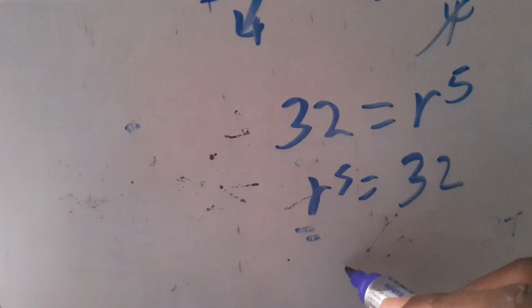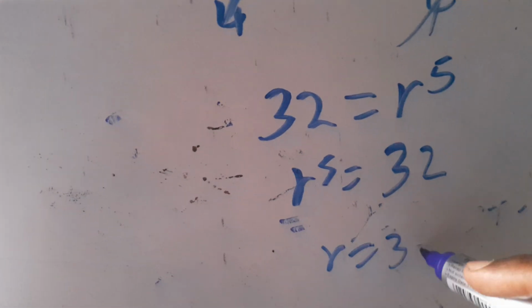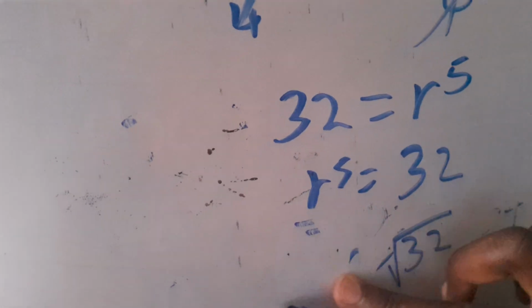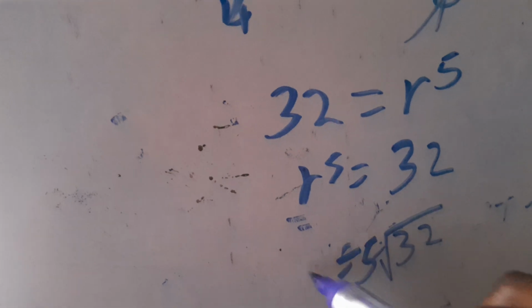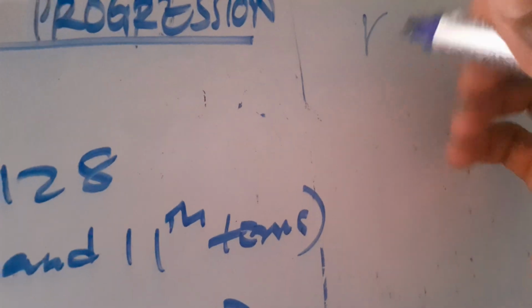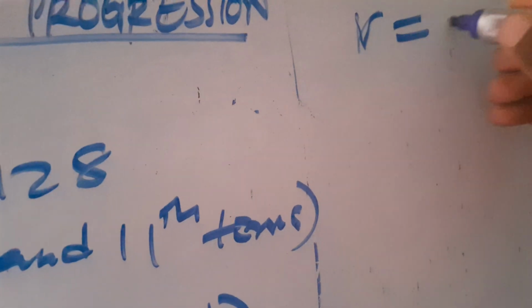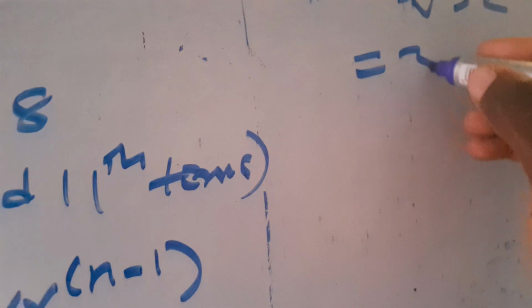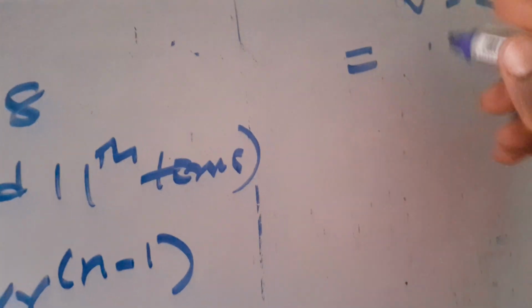Work out the fifth root of 32 to find the value of r. You will find out that r is equal to the fifth root of 32, which is 2.